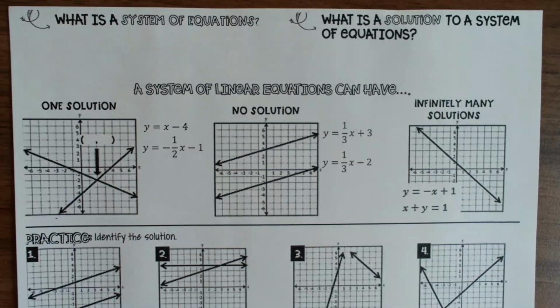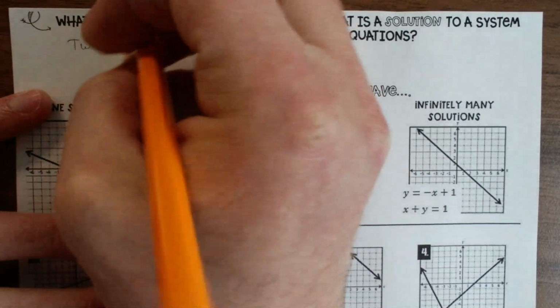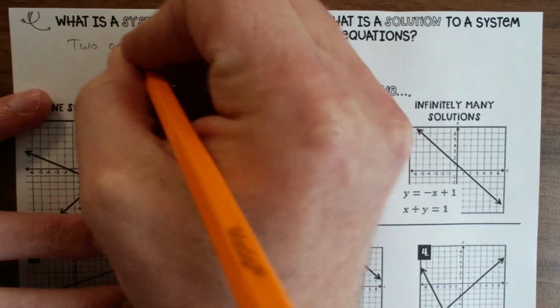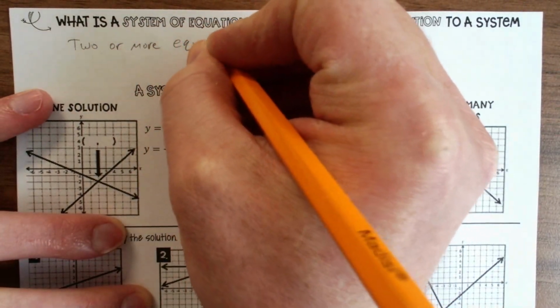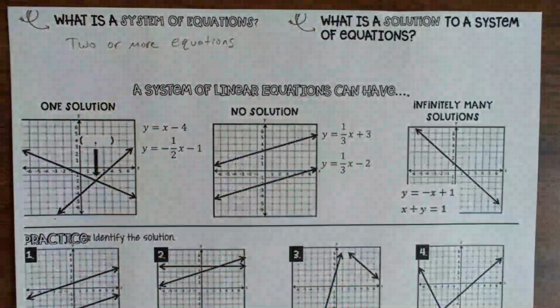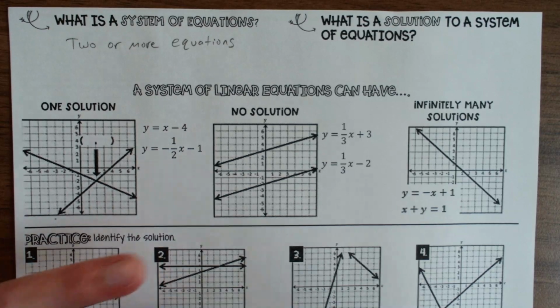Okay, today we're looking at the notes for systems of equations. So, what is a system of equations? A system of equations is just having two or more equations. In class, we're only going to look at having two equations, but yes, you could have two, three, four, five, six equations.